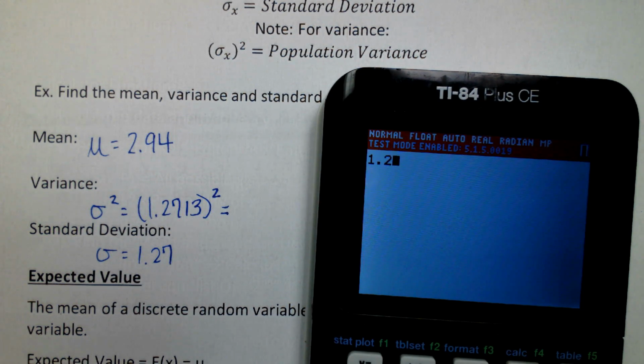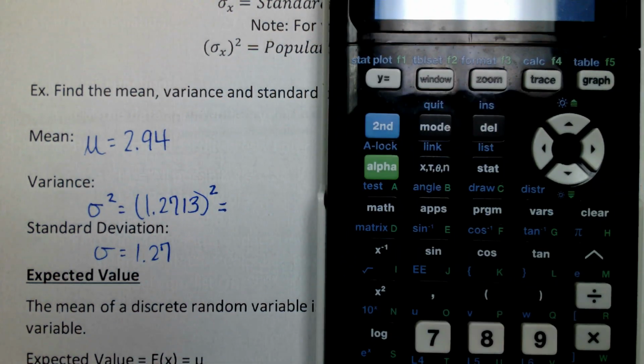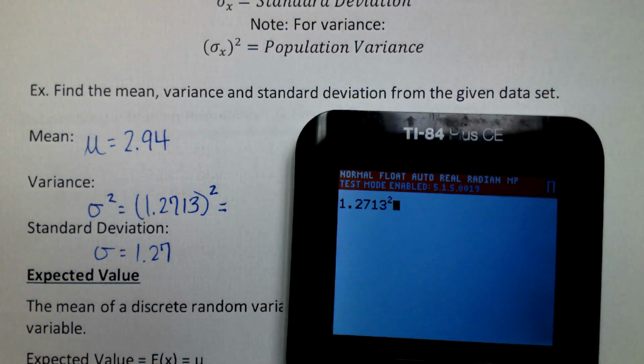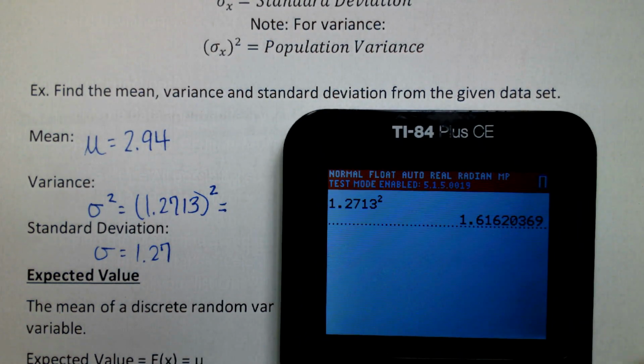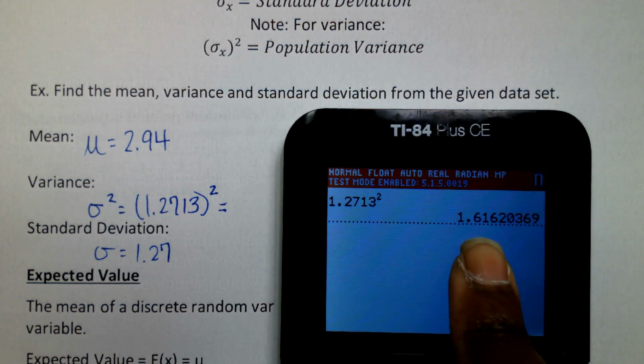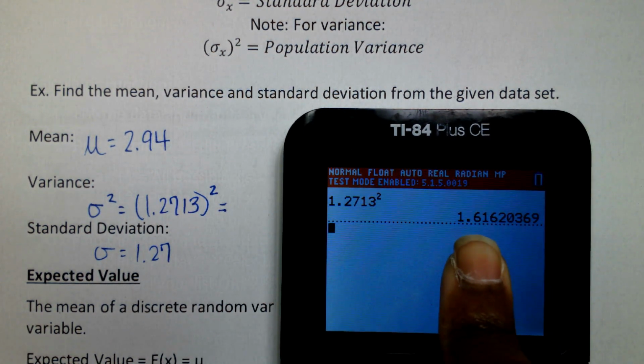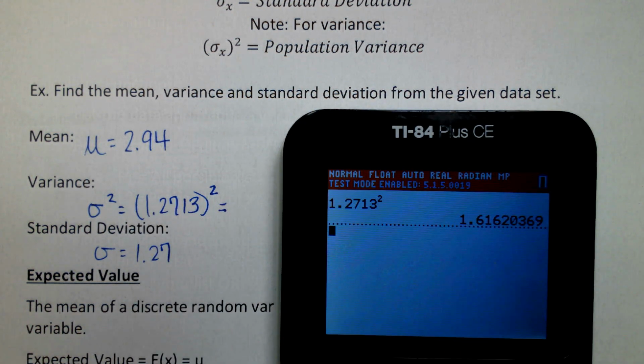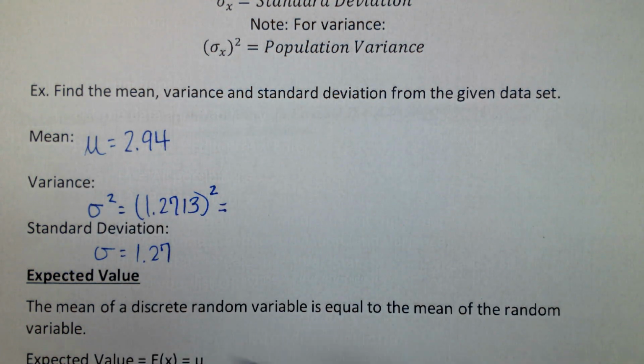So 1.2713 and square it. There's a square button right there. So this is our variance. 1.62. This is the point where I can round. I don't want to round here. I want to round that last number. So 1.62.